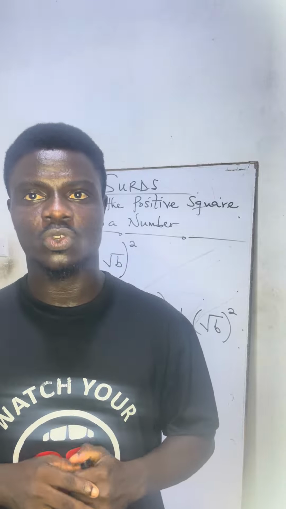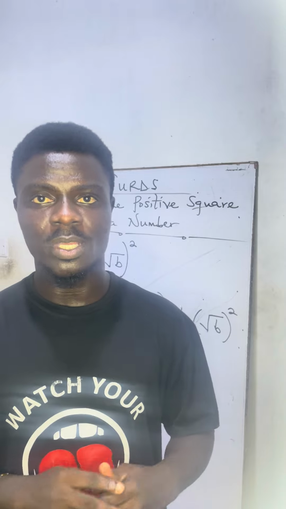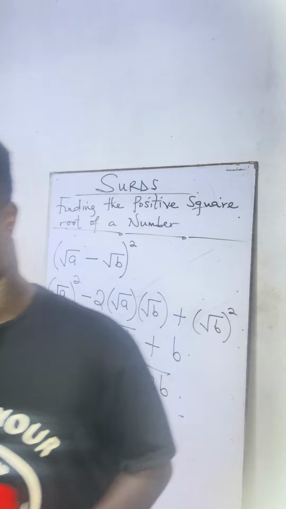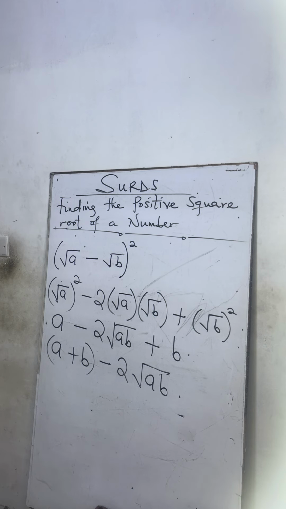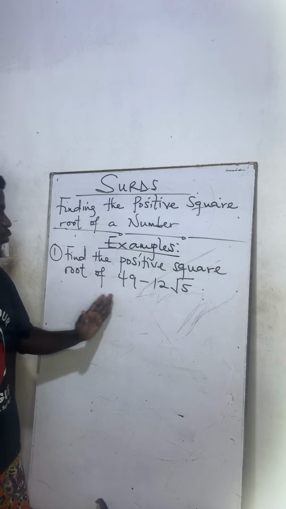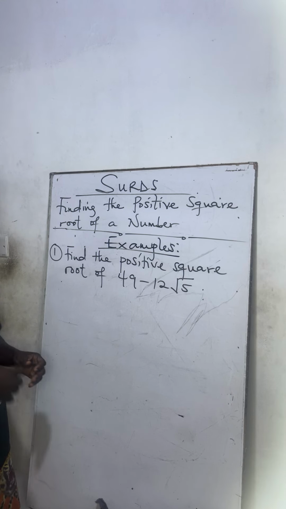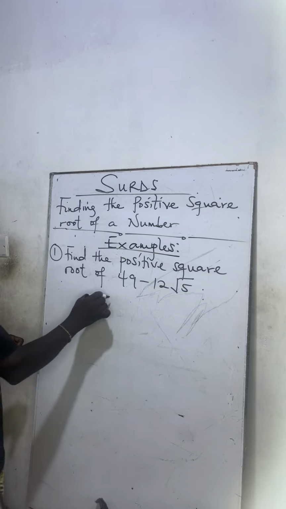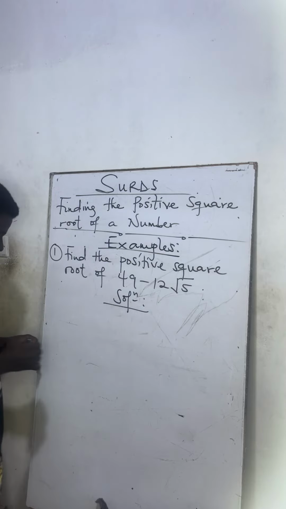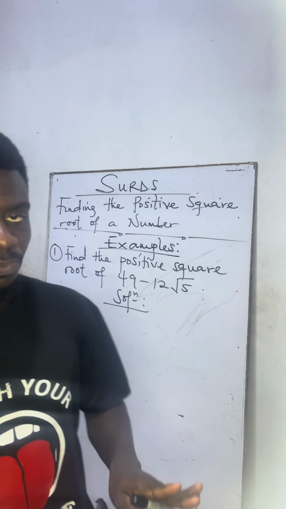Now let's start solving 5 examples. We are solving only 5 examples, so follow me as we dive through. Alright, so let's see our first example. Find the positive square root of 49 minus 12 square root of 5. Let's see how best we can solve it. The solution is very simple, so follow gradually as we solve.